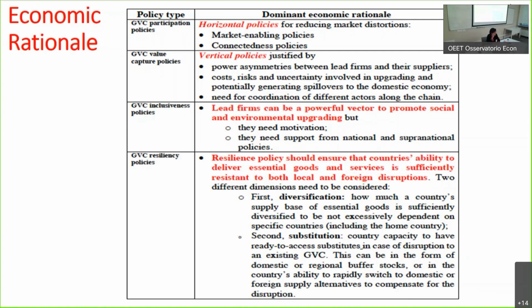So resilience has been quite a lot discussed in these last 2 years, I would say. For instance, in relation with the GVC for medical devices. There are some interesting articles and studies by Gary Gereffi on these specific global value chains.